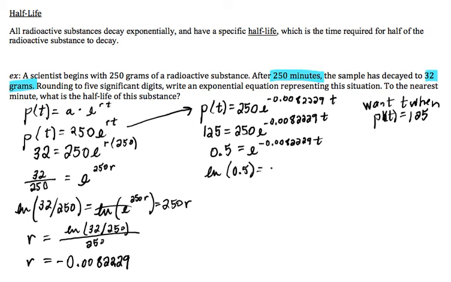And when we take the natural log of this side, I'm going to go ahead and skip ahead to what it will simplify to, negative 0.0082229t, just that exponent, and then divide both sides. So we get natural log of a half divided by r.